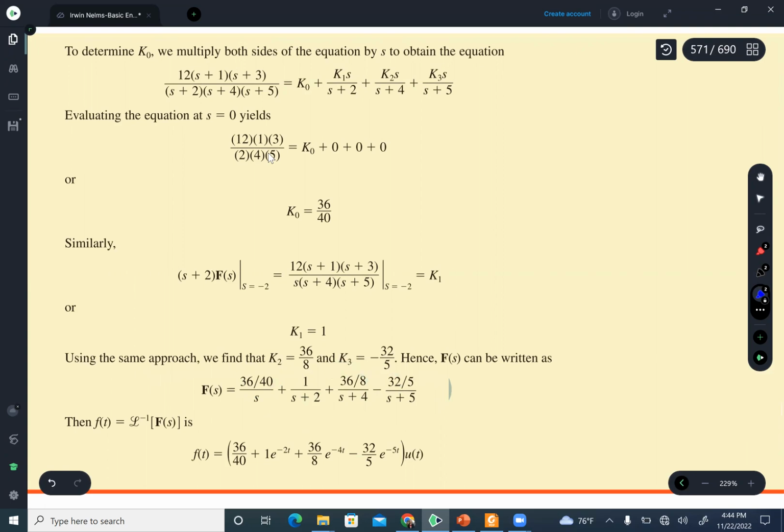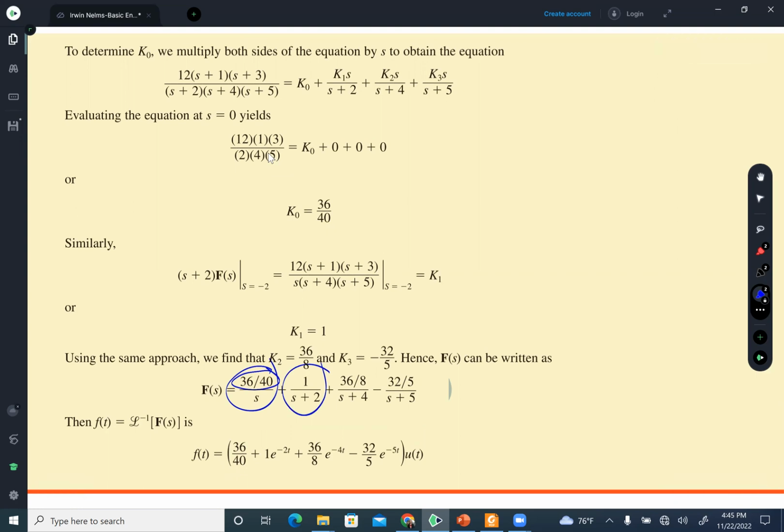Now they need to find the inverse Laplace of this whole thing. Well, 1 over s is u of t, right? So this is going to be 36 over 40 times u of t. So that's 36 over 40 times u of t, right? They pulled u of t outside. Everything has a u of t in it. 1 over s plus 2 is going to be e to the minus 2t.